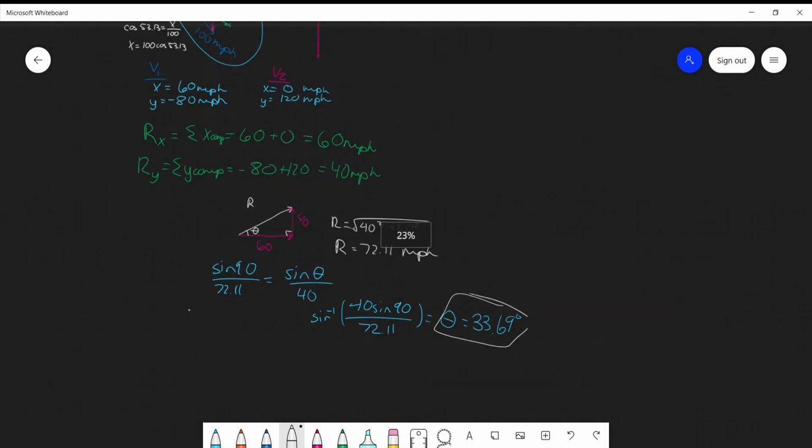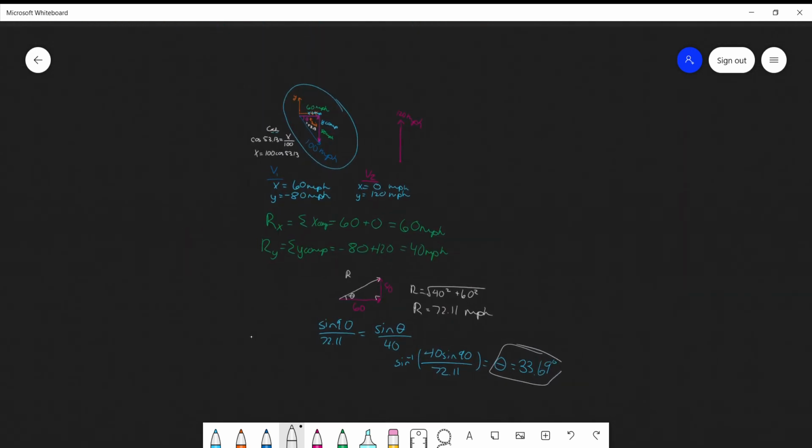So this one took less time than the triangular method. It took about the same amount of time as the parallelogram method, but it is significantly easier in my opinion. Because you don't have to worry about all of those internal angles and all of those unknowns. You just look at each individual vector and you find the components of each individual vector and you add them all together. It doesn't matter how many vectors you have, you can use this method.